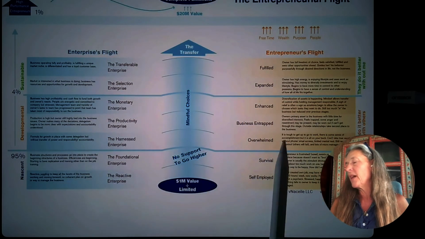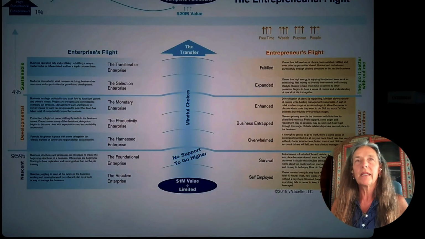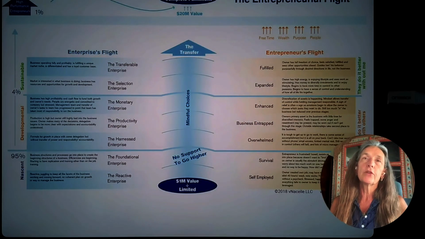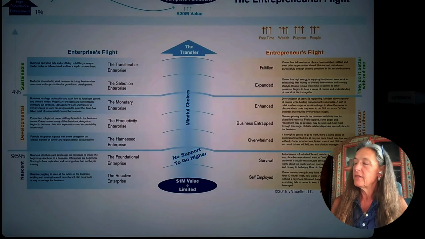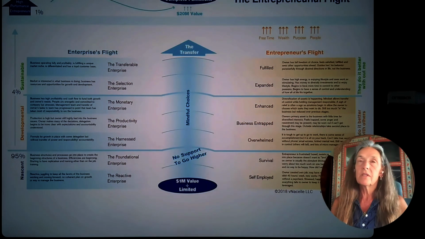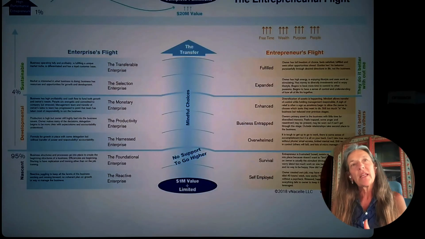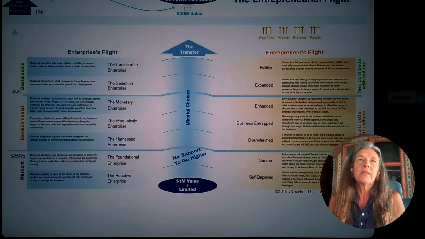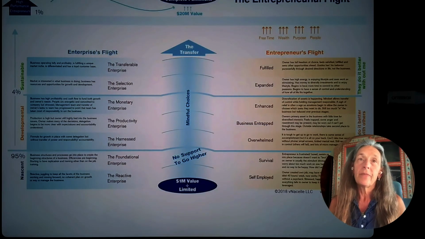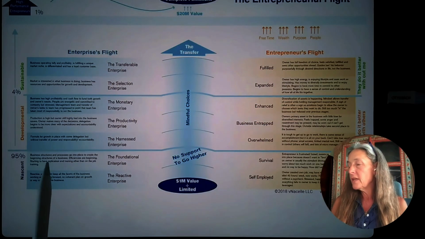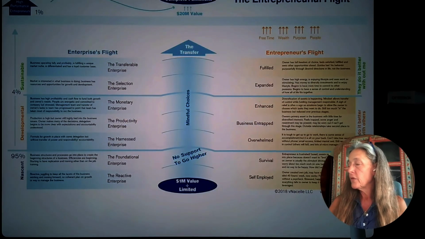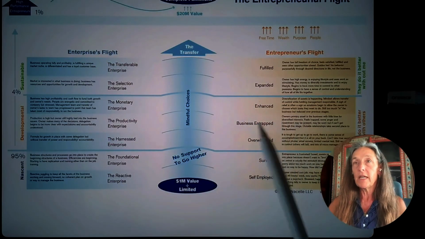One thing to know about this model is it's not a statistical model. It is built off of the work that's been done over the years that we've been working with business owners. I've had this model in front of thousands of business owners, and it's really cool because the reaction we get is, "Oh, that's exactly where I am. How did you know? This was built just for me." So I'll walk you through this. We've got the enterprise over here on the left, and the entrepreneur's flight over here on the right.